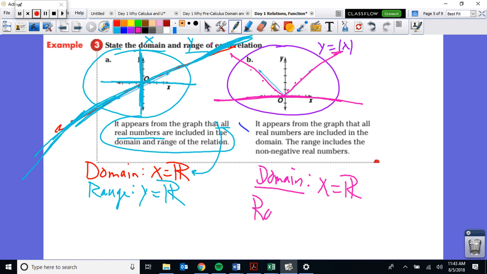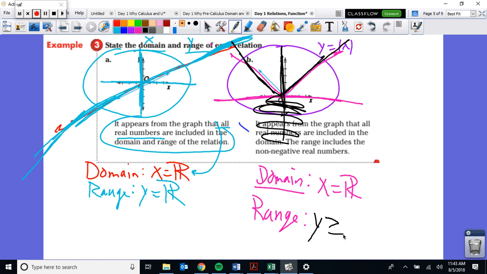Okay? Range. So that's the y value. That's up and down, right? So it doesn't go down forever, but it does go up forever from here. It's going to go up forever, but it doesn't go down anywhere in this area here. So y is greater than or equal to 0, because it touches 0 right there. So it's anything above 0. A y value could be 2, 3, 4, 5, 100, 101.1, etc. All those values. Okay?